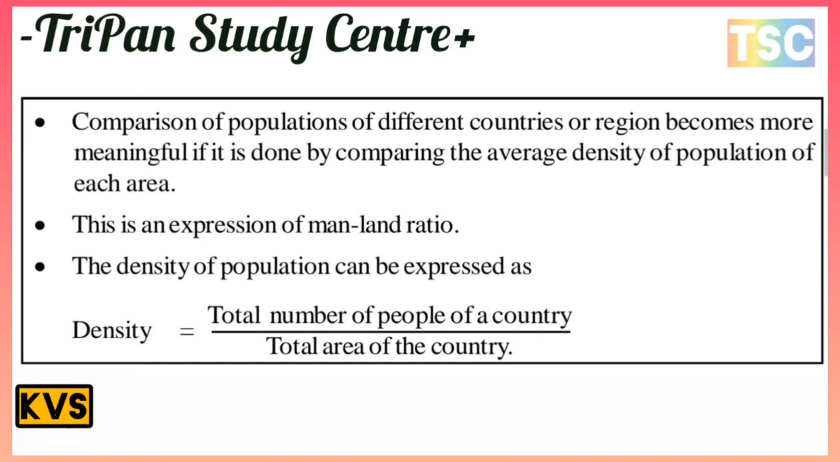There is an important note in this box. A comparison of population of different countries or regions becomes more meaningful if it is done by comparing the average density of population of each area. This is the expression of man-land ratio. The density of population can be expressed as density equals the total number of people of the country upon the total area of the country. That is called density.